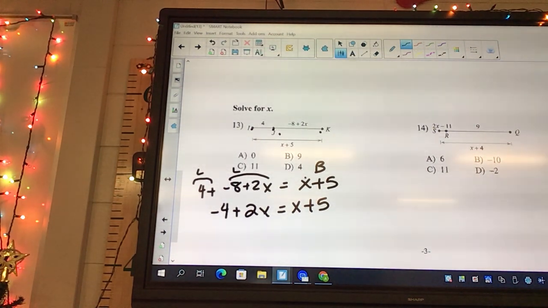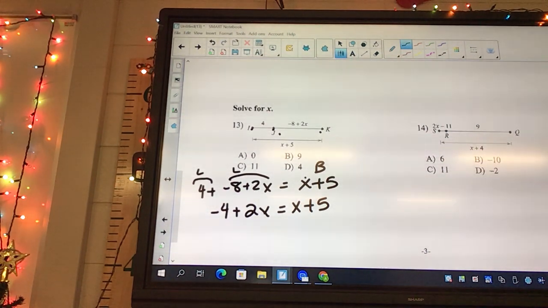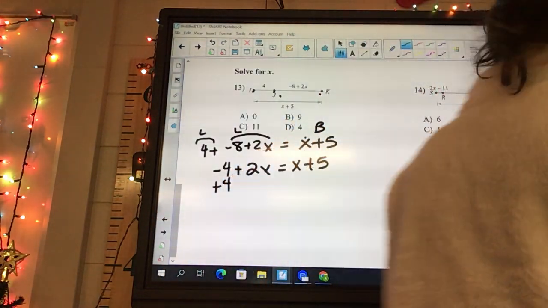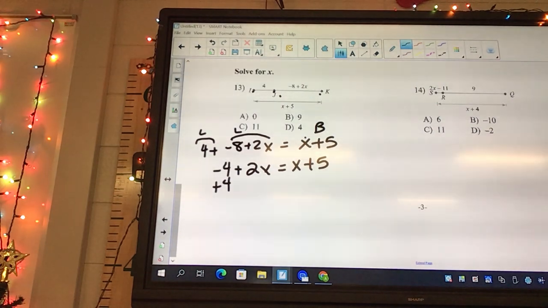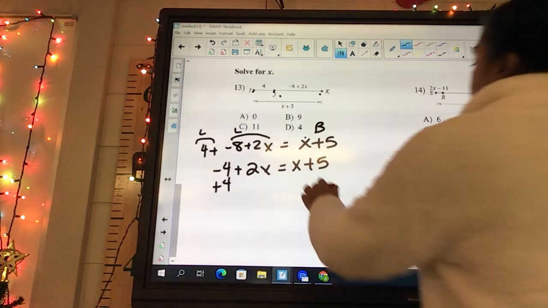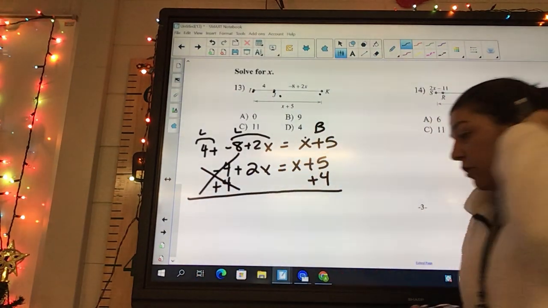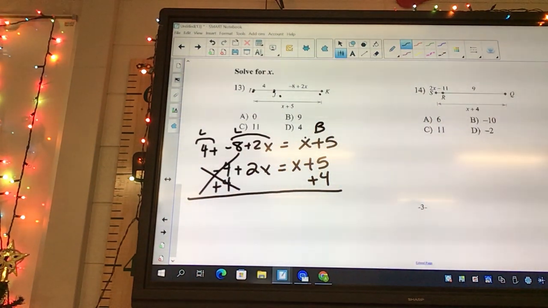Okay, so we need to get our letters to the left and the numbers to the right. So the minus 4, does it need moved? Yeah. Okay, so we say plus 4. And where do I put it, over on the other side? The x or the 5? The 5, so we say plus 4. Okay, and take good notes, because you guys can use these on your test. So those 4s cross off.